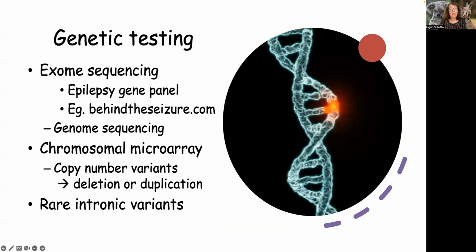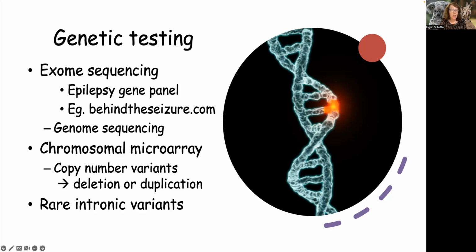So the sorts of genetic testing that we can do in 2022 begin with exome sequencing. Now, sometimes you can just get an epilepsy gene panel, but in reality, many of the companies are actually using an exome and just looking at specific genes. Whatever the case, it needs to be some form of next generation sequencing.